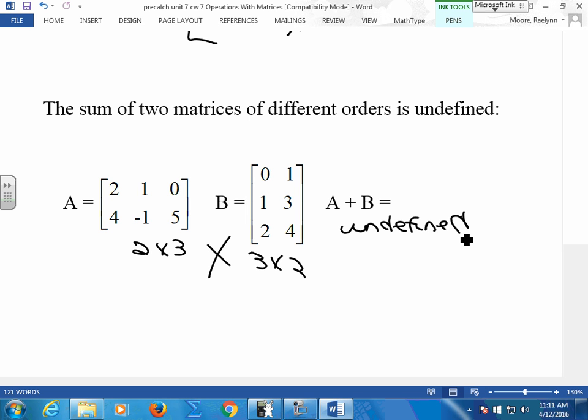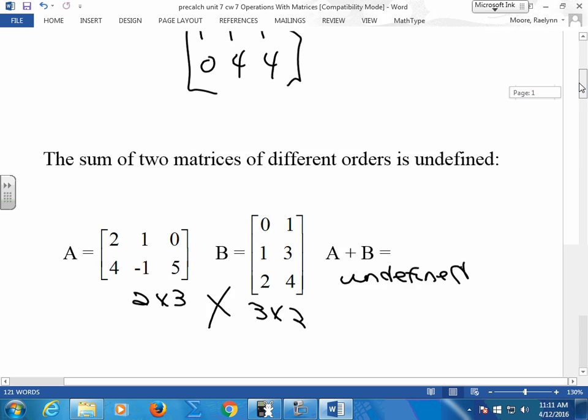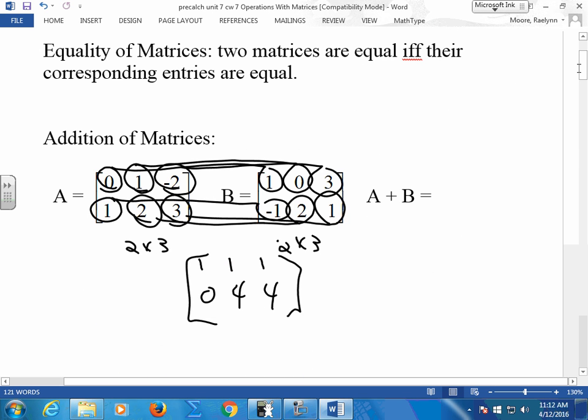Wait, can we go back up for just 1 second? Yeah, absolutely. We added them element for element. They have to be the same. So we did this. 0 plus 1, 1. 1 plus 0, 1. We could subtract them as well. They have to match up. And we put them in your calculator, and then we did it in A plus B on your calculator.